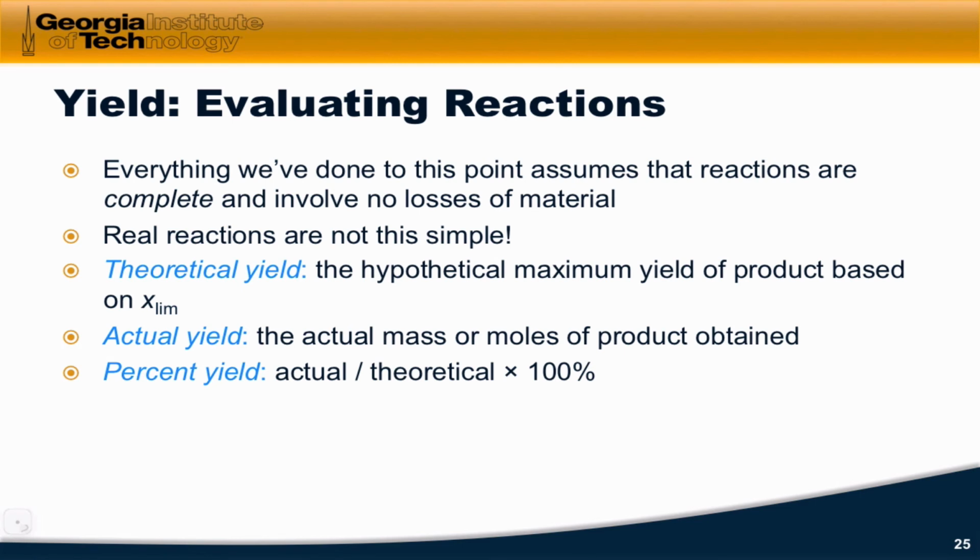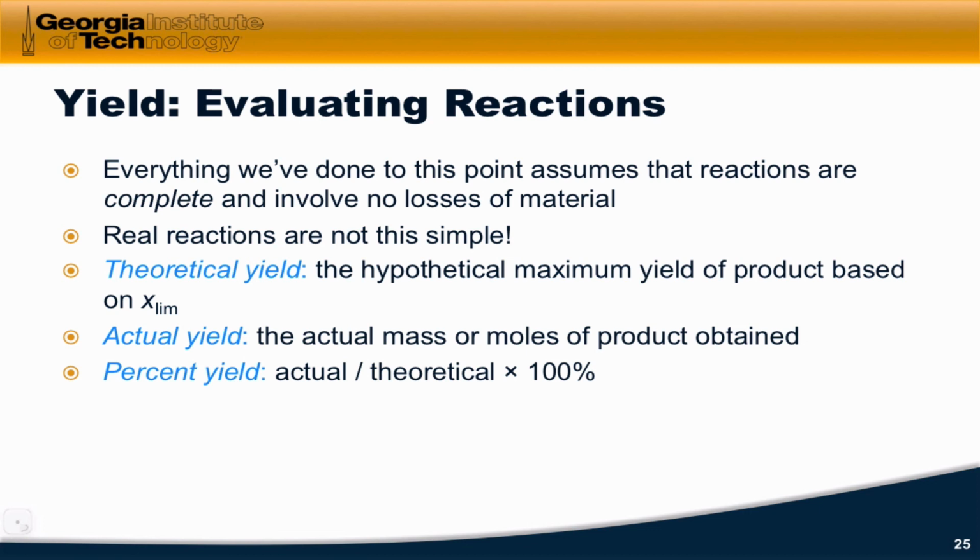One thing to note about everything we've talked about so far with stoichiometry is that we've assumed throughout that reactions are complete and involve no losses of material. The only way we're able to use molar ratios, for example, is to assume that reactions go to completion, that 100% of the reactants are converted to products. Real reactions are not this simple. We often get less than, for example, the stoichiometric amount of product, the amount predicted from stoichiometric theory. We call that hypothetical stoichiometric amount of product the theoretical yield.